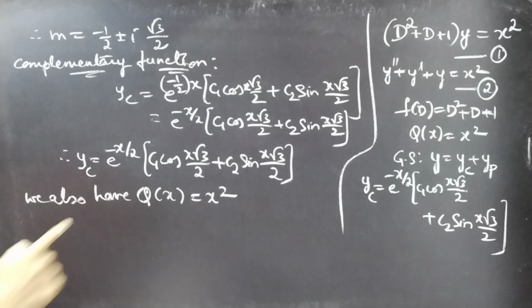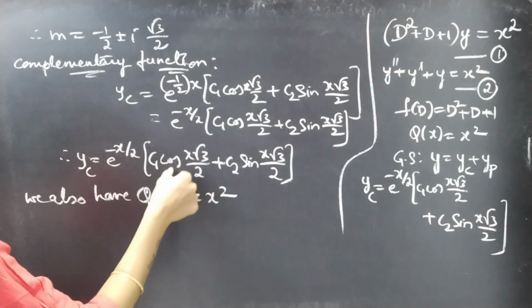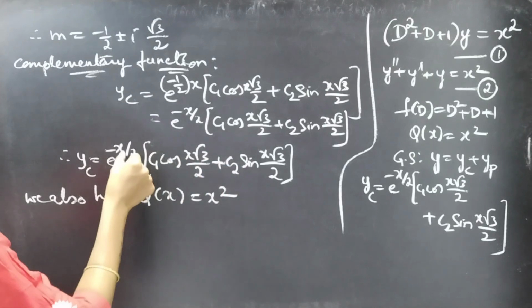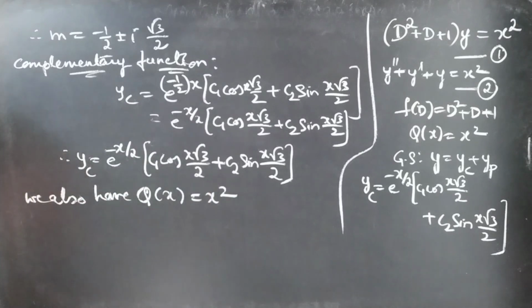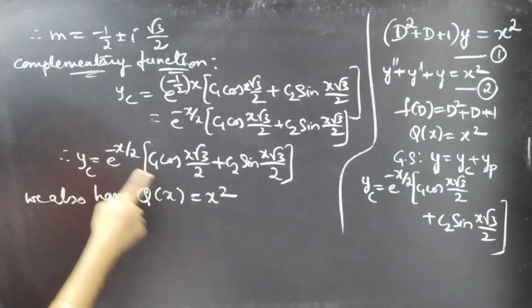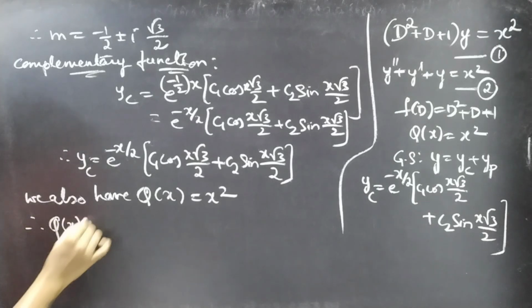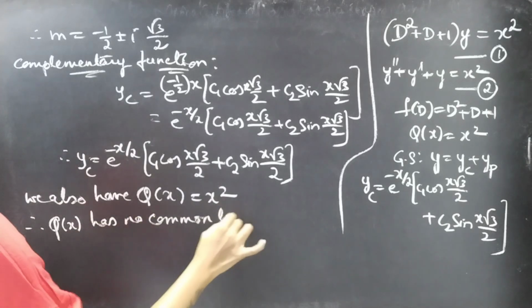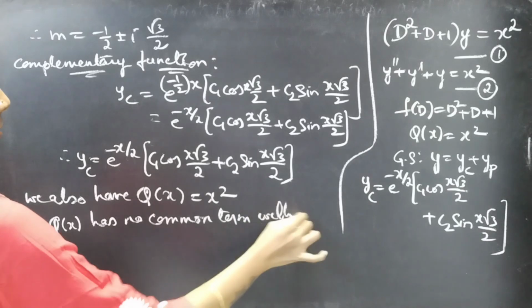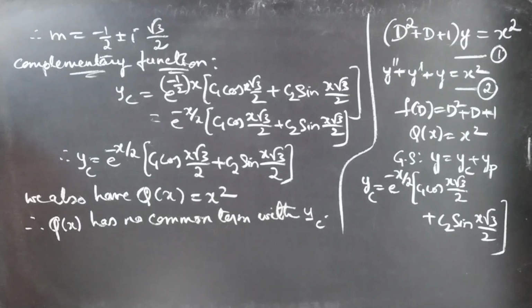Okay, by neglecting the constants I am saying. Just neglect c1 and c2, then you'll have e power minus x by 2 cos x root 3 by 2 and e power minus x by 2 sin x root 3 by 2 in yc, and q of x as x square, right? We don't have any common terms in these two, right? So you can say therefore q of x has no common term with yc, right? Fine. But we need to find yp.